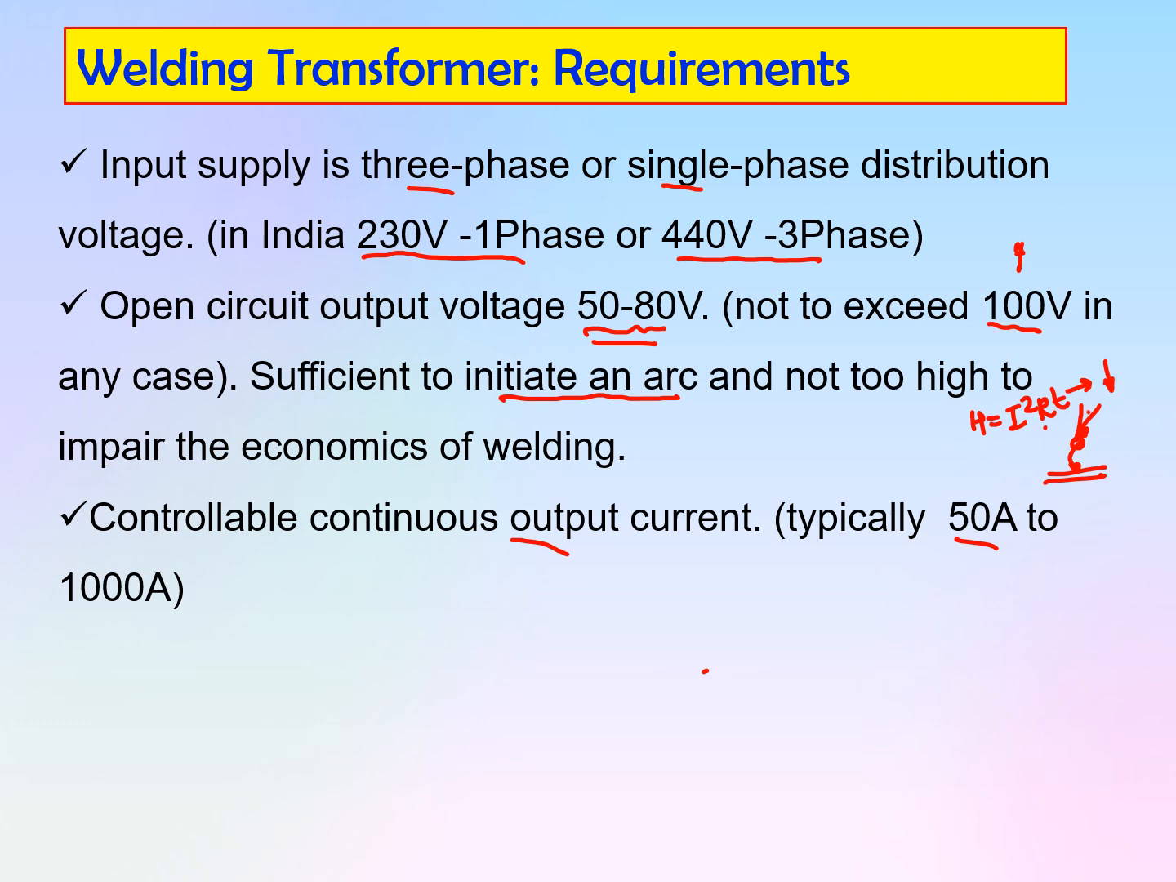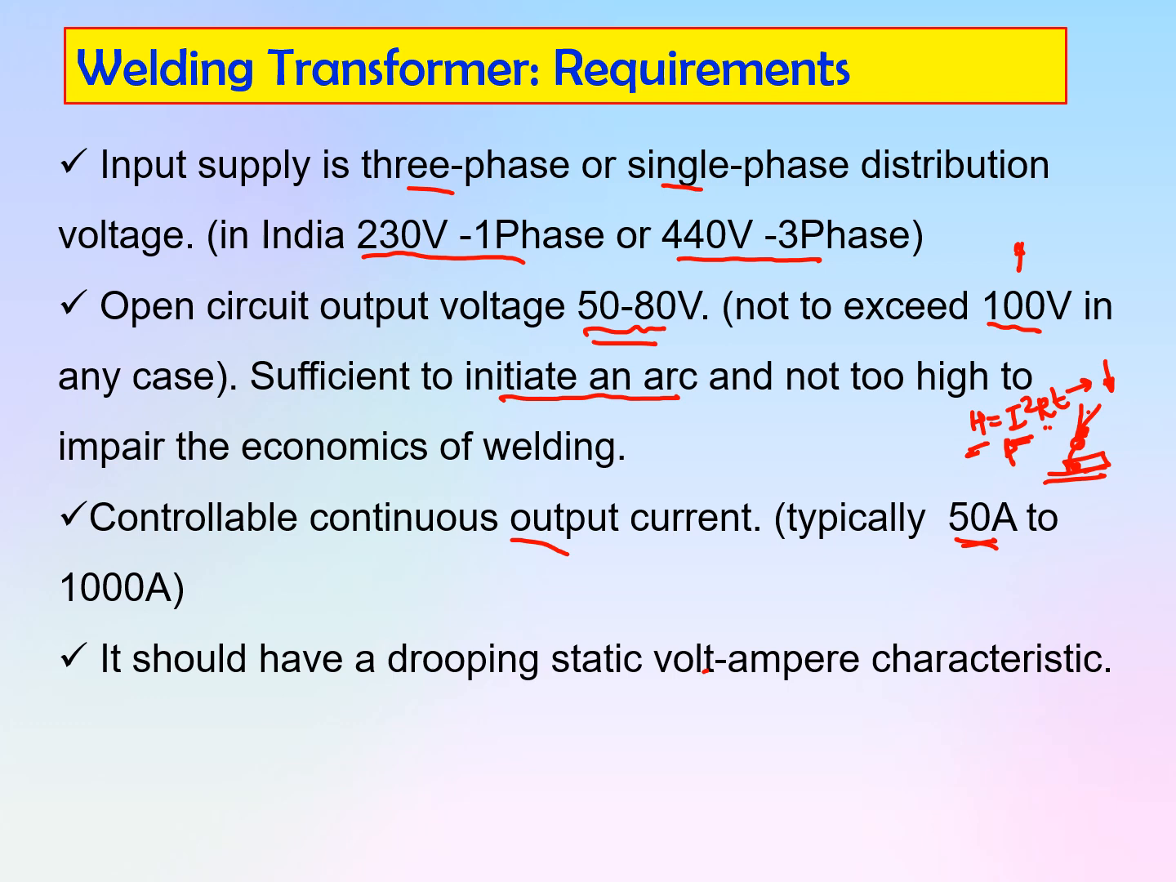The resistance of this rod is fixed. So to get the high output, you require a very high amount of current. Hence, the continuous current of 50 to 1000 ampere. Why do we require a continuous current? Because only a continuous current can melt this, and the welding will be uniform over the surface. Otherwise, the welding will not be uniform over the surface.